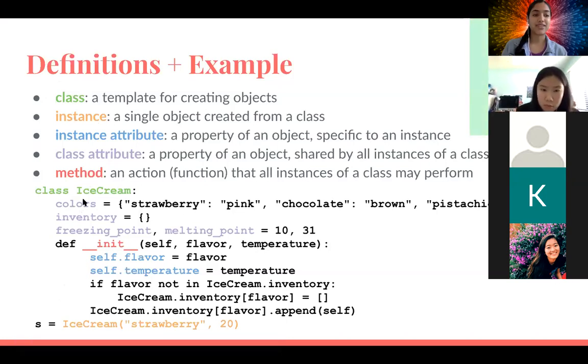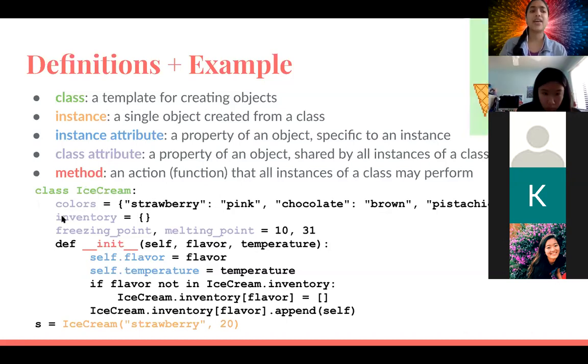In purple, we have class attributes. Those are properties of a particular object that are shared by all instances of the class. Here I've initialized a dictionary called colors, where I'm mapping flavors to the colors that they are for ice cream. And this is a class attribute that's going to be shared and accessible by every single ice cream instance that I ever create.